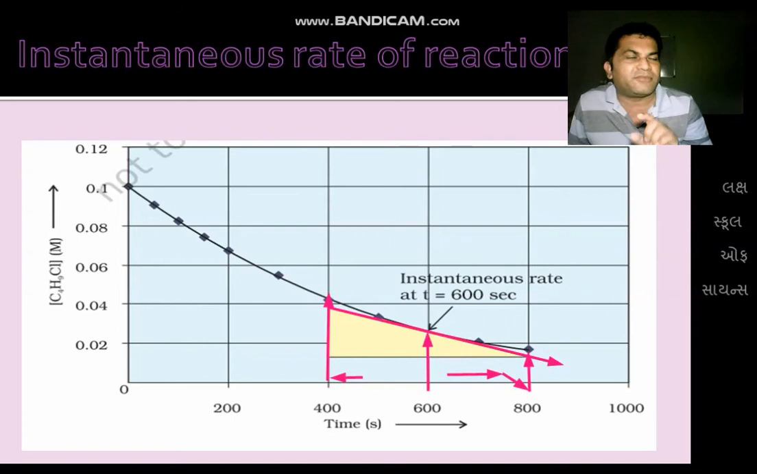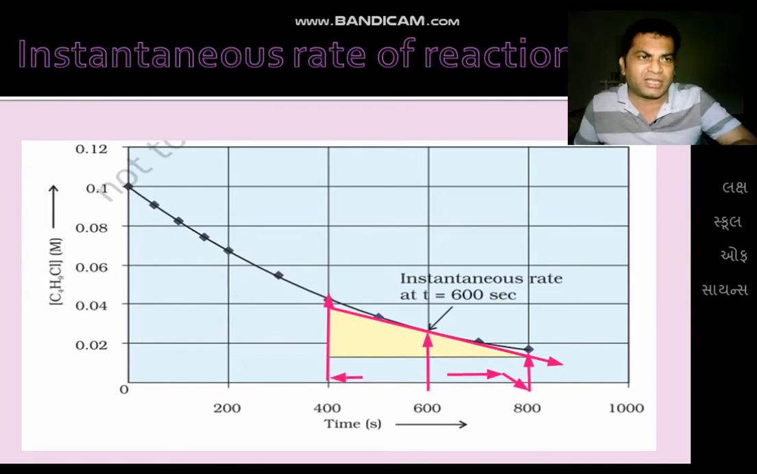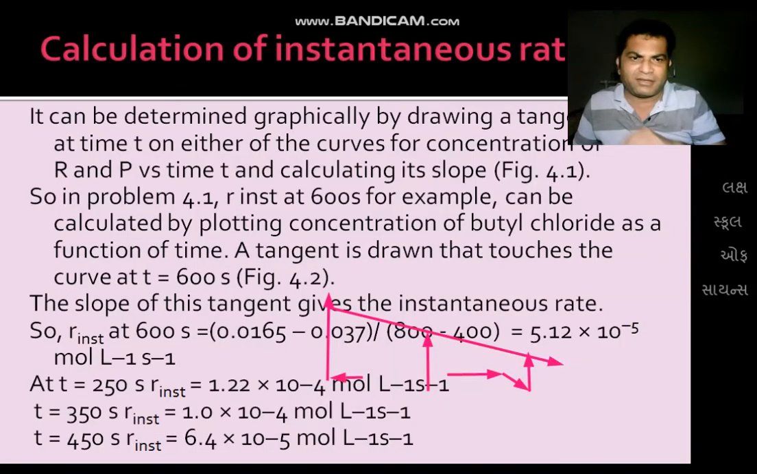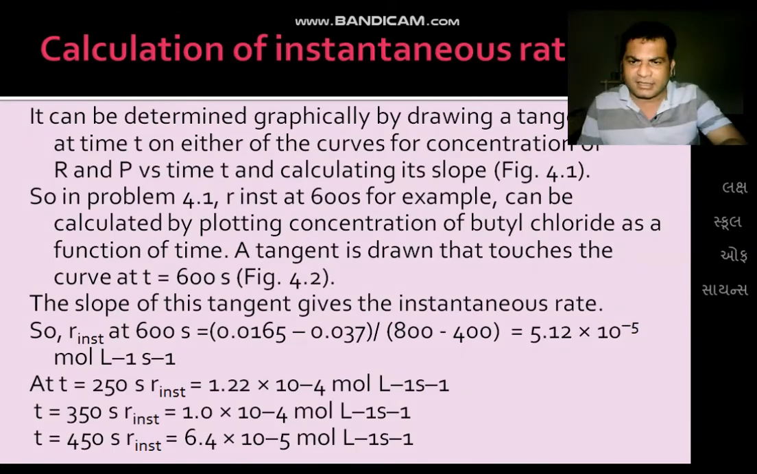This is the slope: y2 minus y1 upon x2 minus x1. The y-axis gives the concentration and the x-axis gives the time. Using this we can find the value. So the rate at 600 seconds uses the concentration at 800 and the concentration at 400 that we have taken.